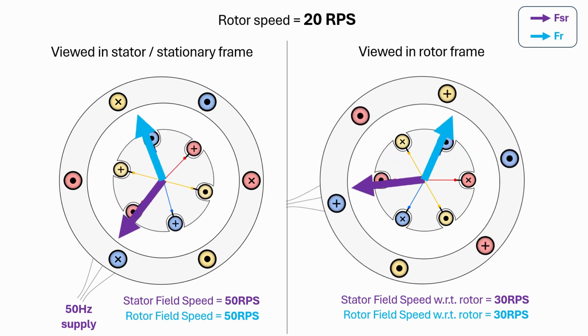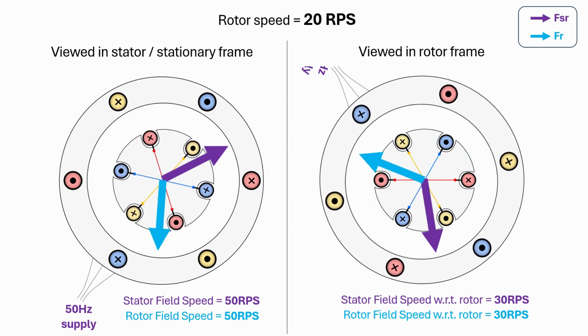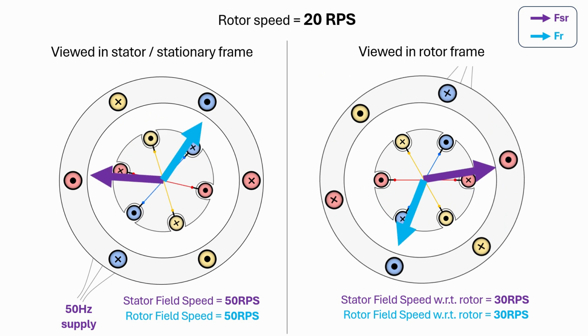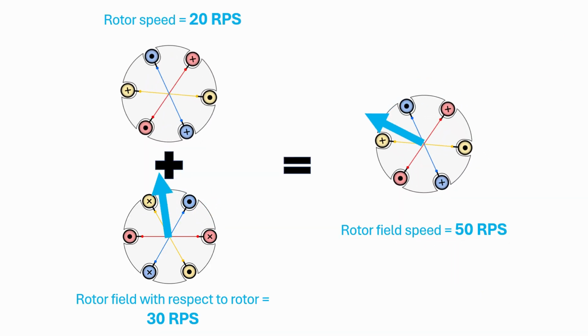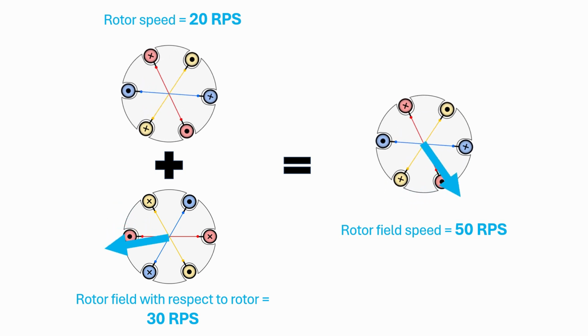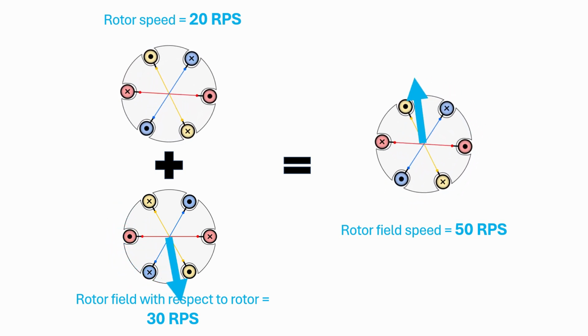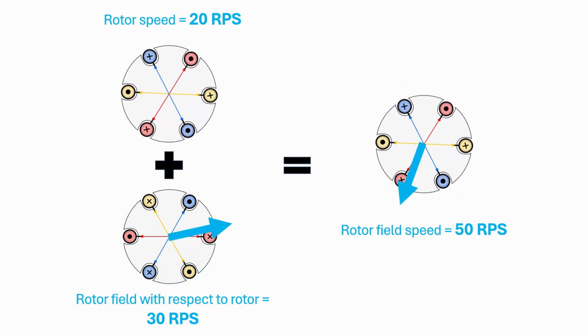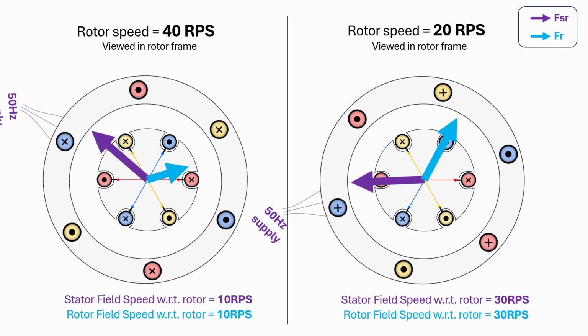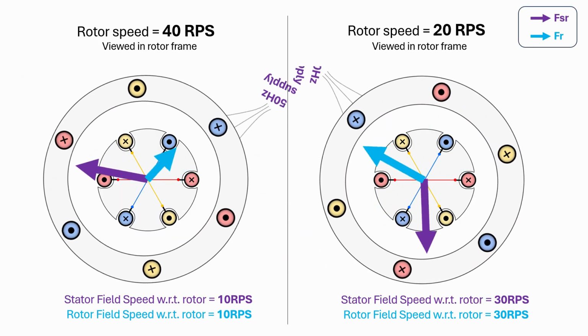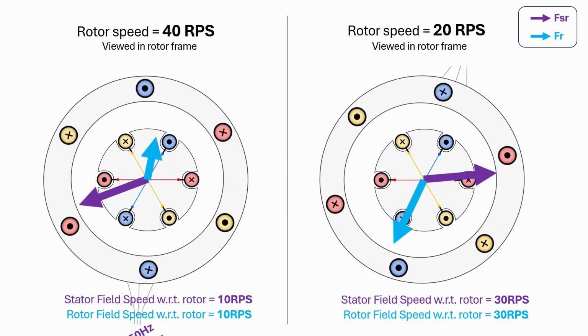Let us reduce the rotor speed to 20 RPS. Both the fields still rotate with the same speed. Only difference is that the net speed of the rotor field is now coming from 20 RPS mechanical speed of the rotor, plus 30 RPS rotation of the rotor field. Let us compare 40 RPS rotor speed and 20 RPS rotor speed in the rotor frame of reference.